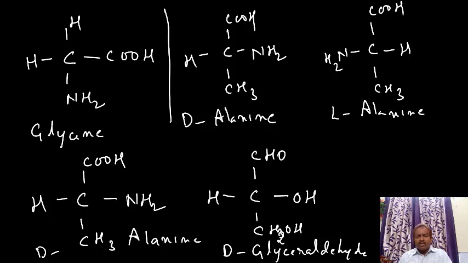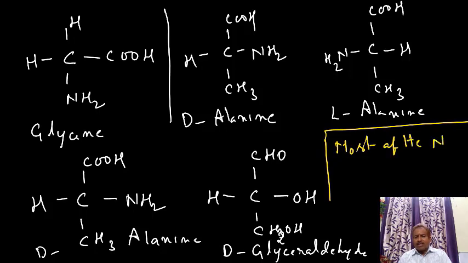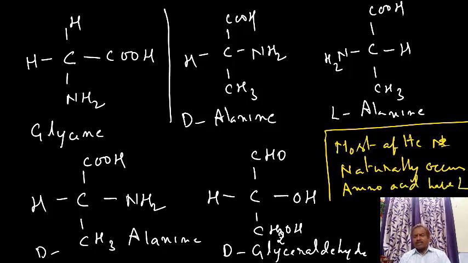Now, all these are naturally occurring amino acids. So, most of the naturally occurring amino acids have L configuration. Most of the naturally occurring amino acids have a L configuration.